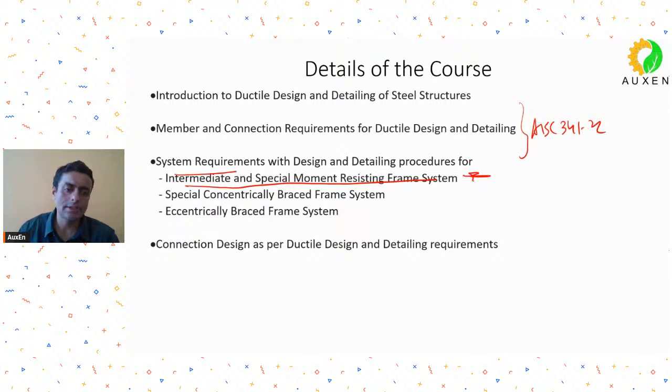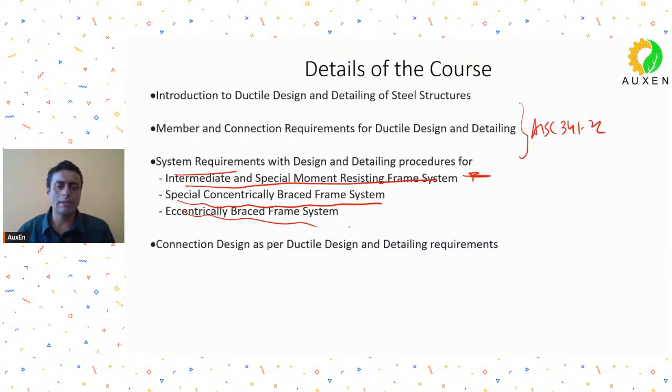But then we will also discuss the other two lateral load resisting systems, that is the concentrically braced frame and eccentrically braced frame. In the American AISC 341, there are several other systems also given, but we will not discuss those. Mainly, our focus will be on the moment resisting frames and the braced frames. But there are other systems also that are given in the AISC 341.